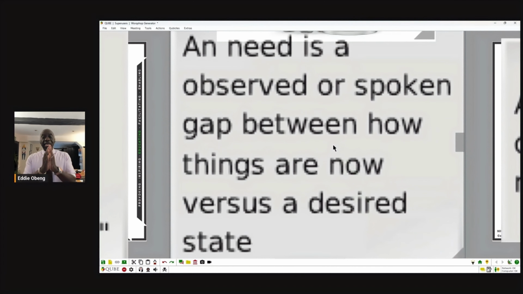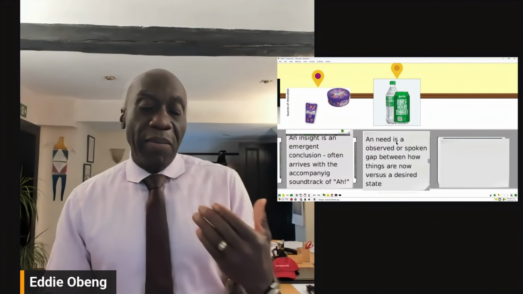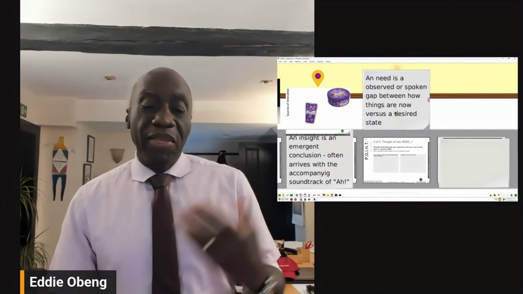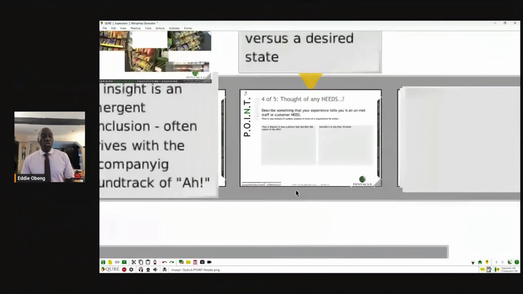A need is the gap between what people really have to have, I'm thirsty, and how things might be, I'm no longer thirsty. And obey your thirst is a way of trying to get people to realize that they have a need, even if it's a bit of a strange way of describing it. So the next one is, do you have any thoughts or any needs?